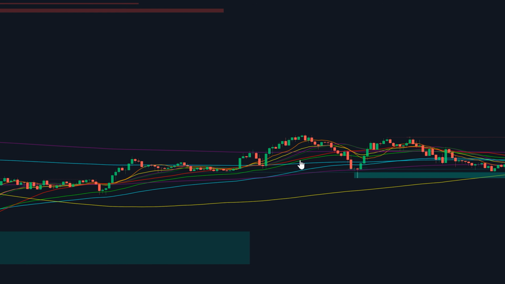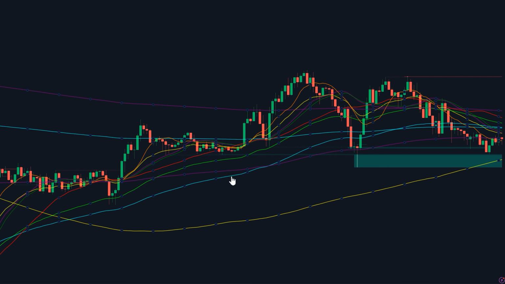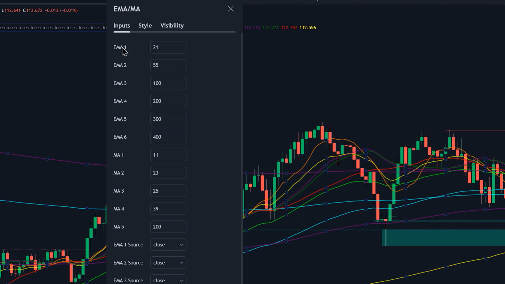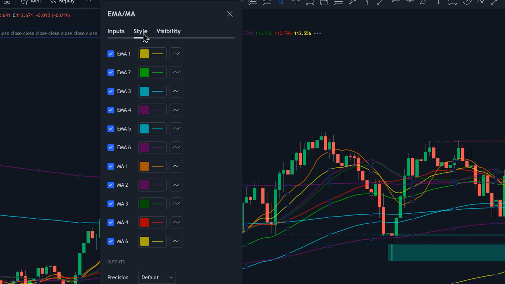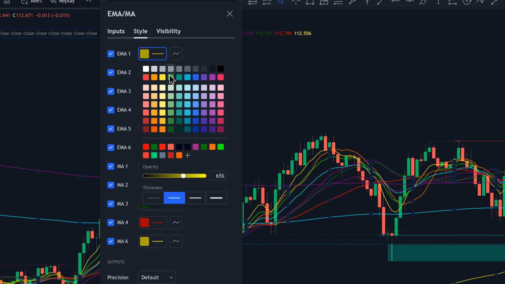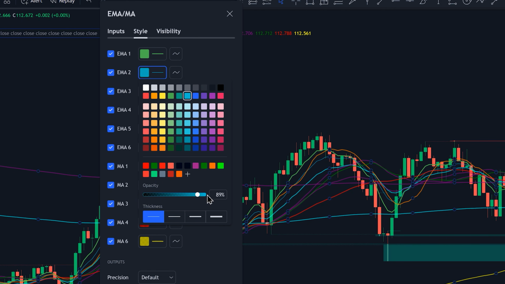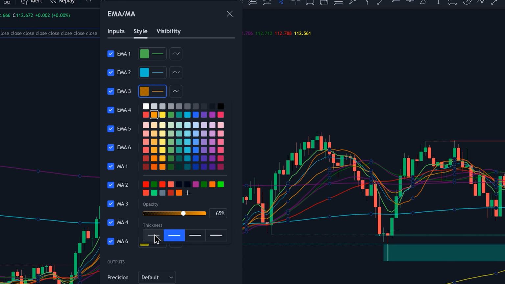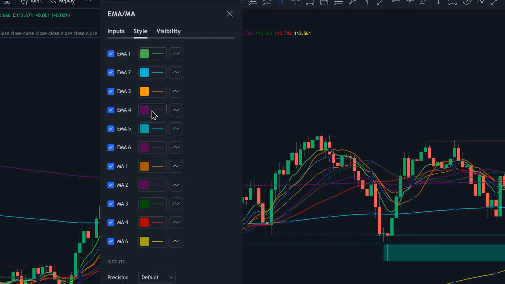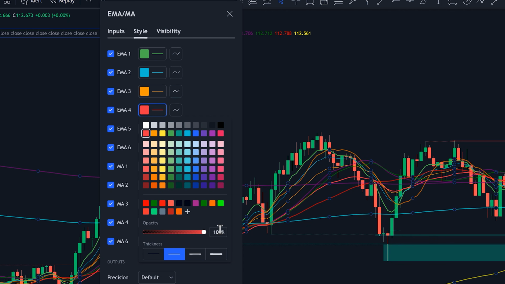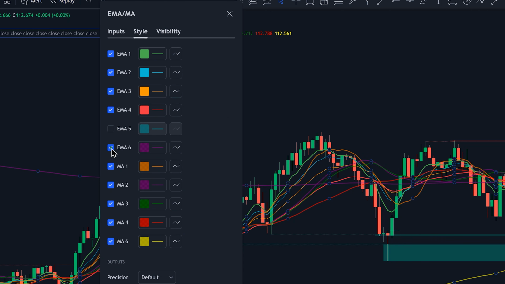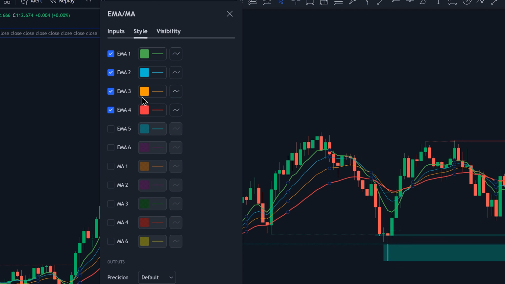Next, double-click on one of these moving averages so we can change the settings. On the Inputs tab, you want to change the EMA1 length to 8, EMA2 length to 13, EMA3 to 21, and EMA4 to 34. Then head over to the Style tab so we can change the colors. For EMA1, we're going to change its color to green with a 100% opacity. EMA2 is going to be blue. Increase the opacity. EMA3 is going to be orange. Increase the opacity. And lastly, EMA4 is going to be red with a 100% opacity. For the rest of these EMAs, we're going to disable them, so we're only left with the first 4 EMAs.